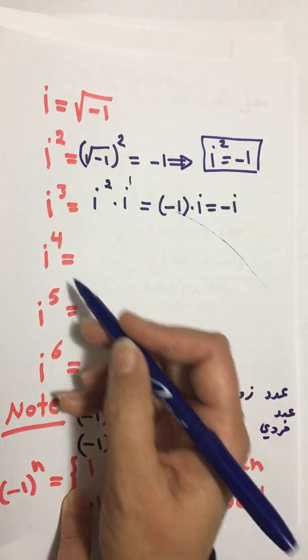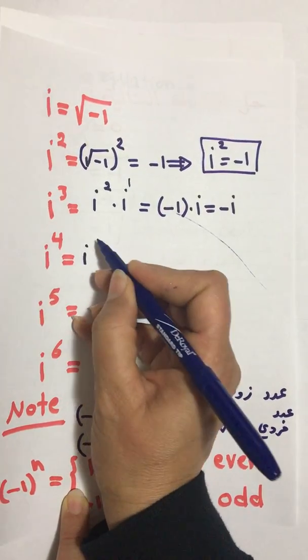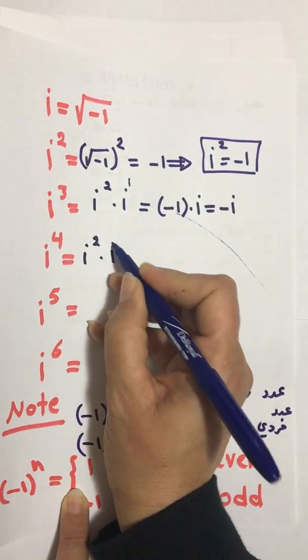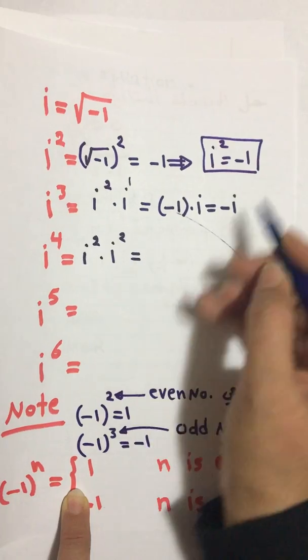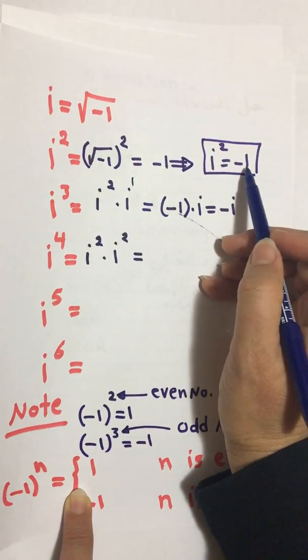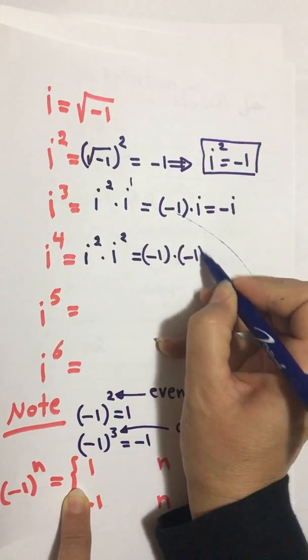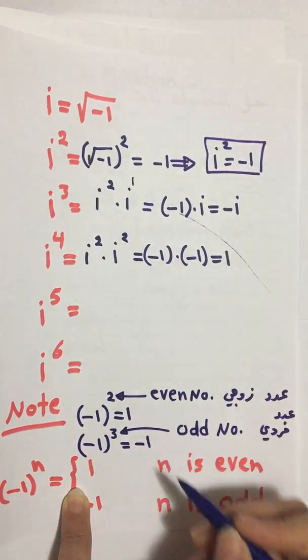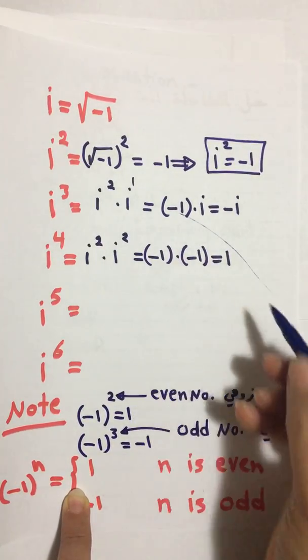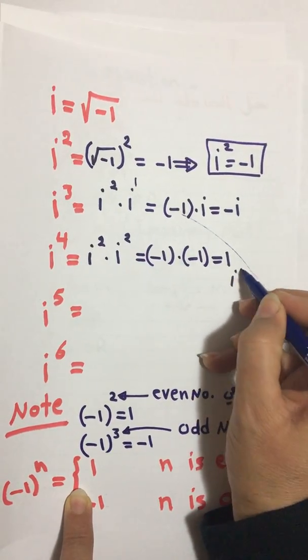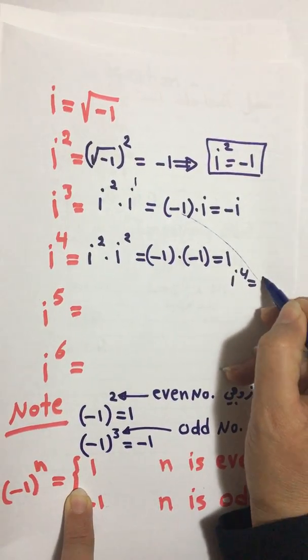i to the power 4 is i squared times i squared, and i squared equals negative 1. So I have negative 1 times negative 1, which equals positive 1. It means i to the power 4 equals 1.